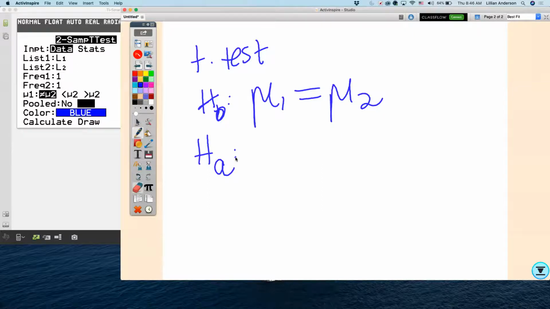It didn't say he wanted to see if the values were less than the others or greater than the others. He just wanted to see if they're different, which means that in number 5 from the last review I gave you, your alternative hypothesis would be what? Not equal to. Okay. It would be within the problem, so you'll definitely have to make sure you read the problem to know if it's going to be not equal to, less than, or greater than.